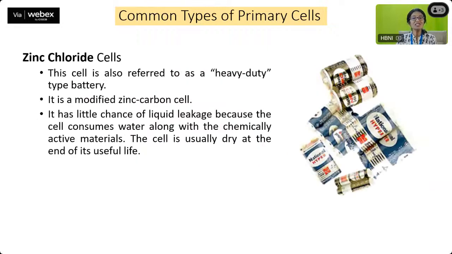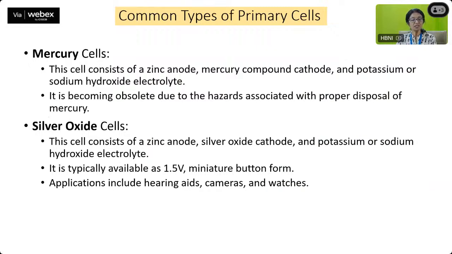So coming to the zinc chloride cell, this is also known as a heavy duty type battery. It is a modified zinc carbon cell. Why is it modified? Because it has little chance of liquid leakage. This particular cell consumes water along with the chemically active material. So what happens is the cell becomes dry at the end of its useful life. So these are heavy duty type batteries, the zinc chloride cells. Then you have mercury cells also. Previously, definitely there used to be a lot of mercury cells.